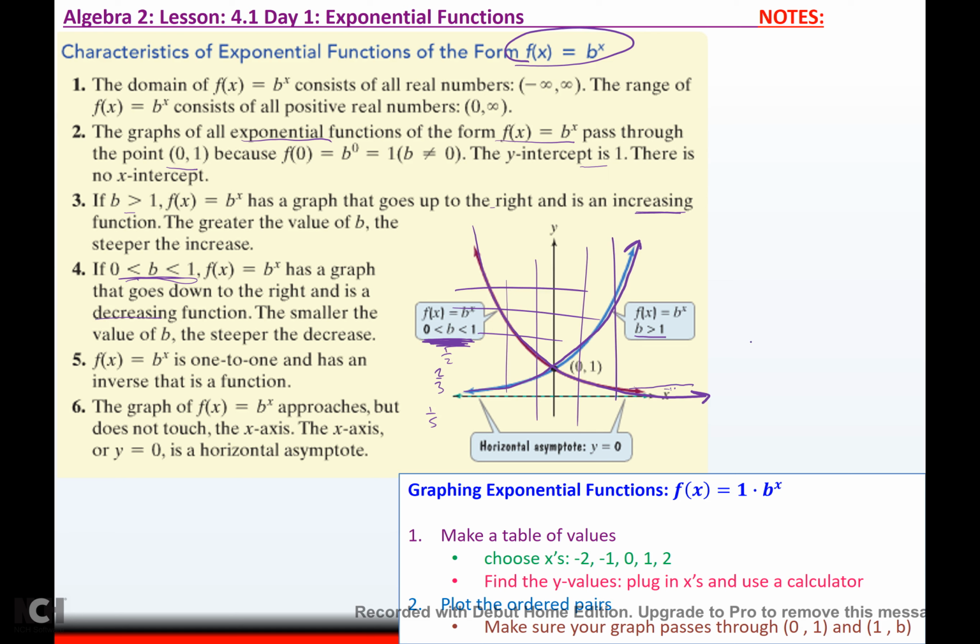So to graph an exponential function, you're going to make a table of values, choose your x's, and I said choose -2 to 2, but you could find them any way you wanted to. Find the y values, plot the ordered pairs, and make sure that your graph goes through (0, 1) and (1, b).